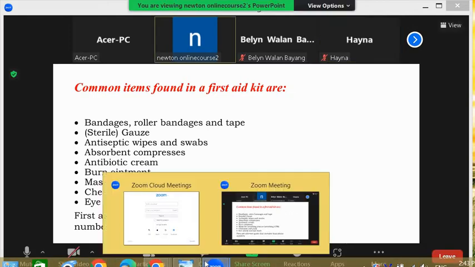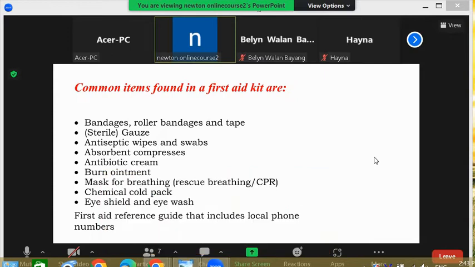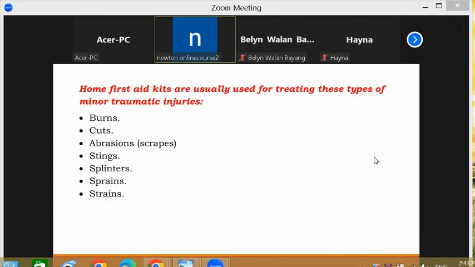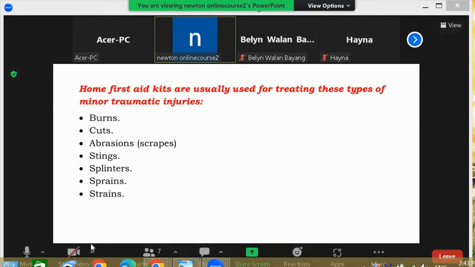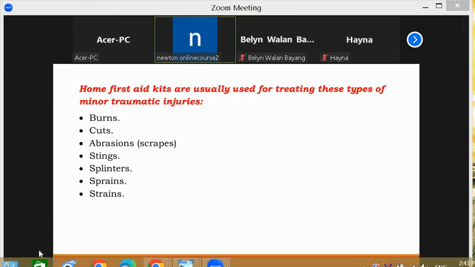So you need the local numbers of that area also. The next one, home kit, first aid are usually... from where we get this number, the local area. If you are going to work in a hospital, they will give you everything. In the hospital we have the number.